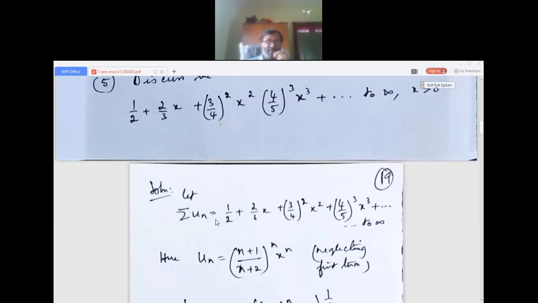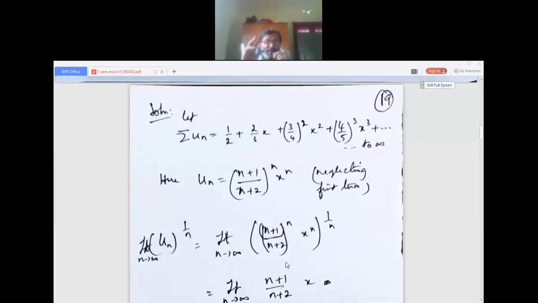Guessing the nth term takes some time. How do you judge whether it is the nth term? Sometimes it is in arithmetic progression, sometimes geometric, sometimes harmonic, and sometimes you have to use common sense and put in n values. In the numerator you can see 1, 2, 3, 4, but I start the first term from here. So I took n plus 1 divided by n plus 2, whole power n, into x power n, neglecting the first term. So the first step is finding the nth term.